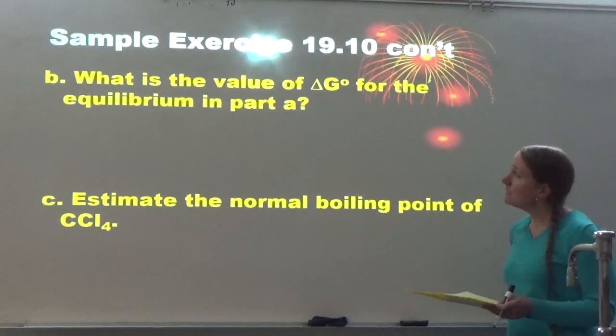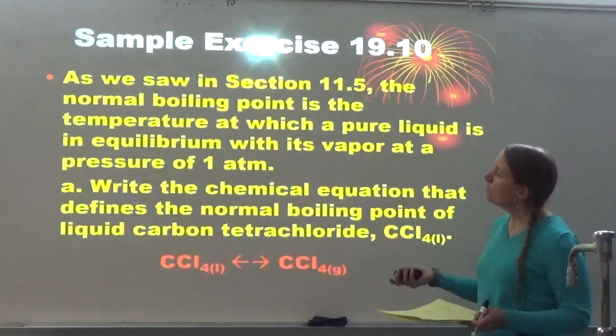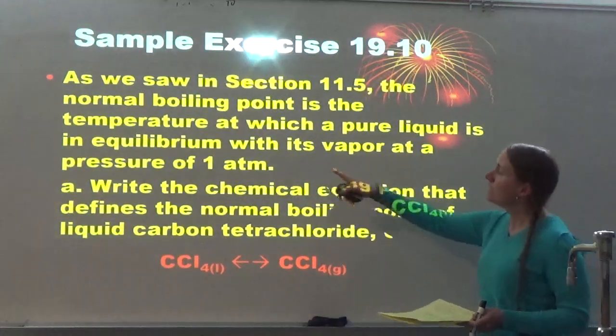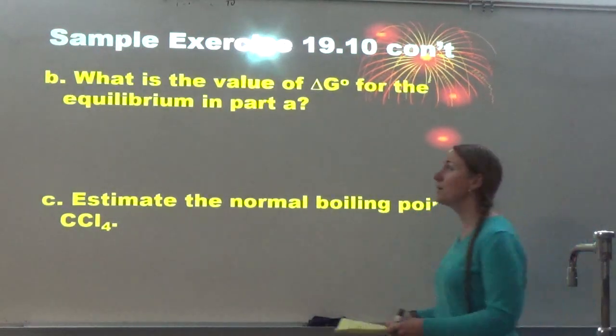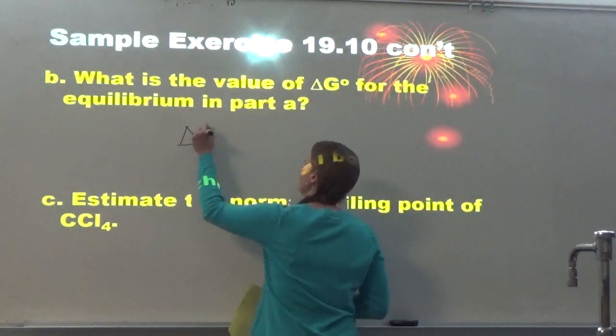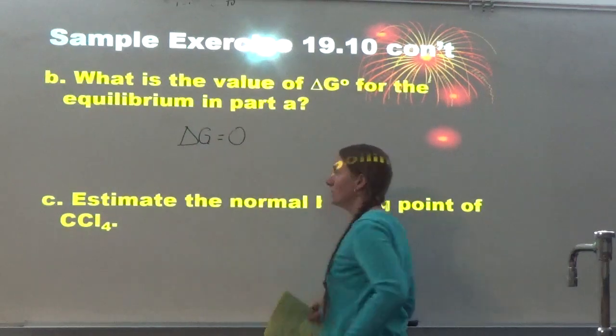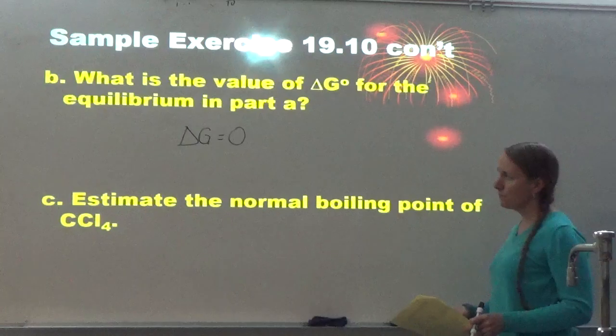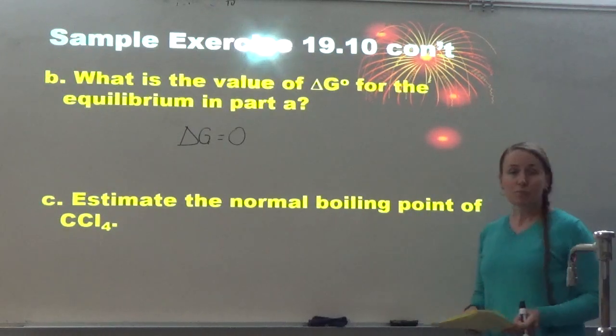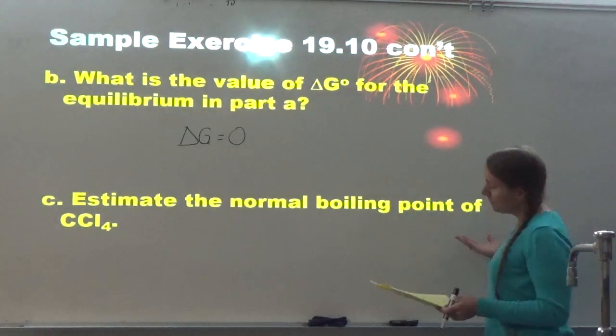In this case, it has told me that it is at equilibrium. So if you remember from our previous lesson video, at equilibrium, delta G equals 0. At equilibrium, delta G equals 0. Hopefully you remembered that. Otherwise, that one will be kind of tricky.